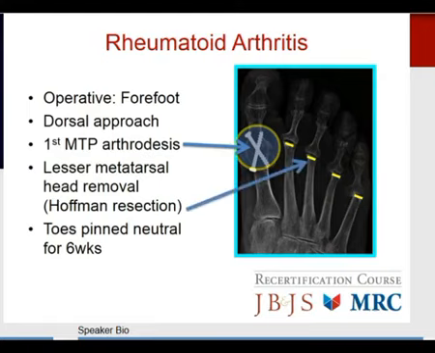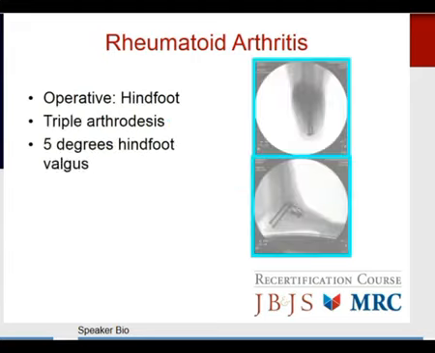Like I said before, with Freibergs or with bunionettes, don't resect isolated metatarsal heads. If you're going to do the Hoffman resection to decompress that part where the metatarsalgia is so bad, you must resect all of them all the way across the board and pin the toes for about 6 weeks to give them adequate stability once it's all done. If we get to the hindfoot condition like this, we consider fusions to realign and balance the hindfoot.